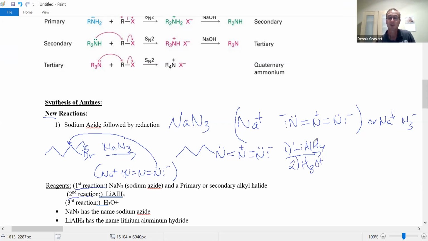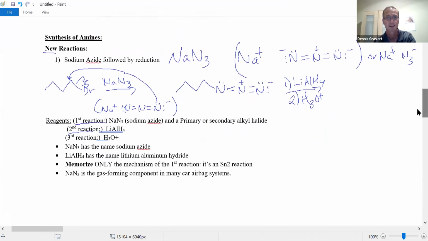Lithium aluminum hydride is a reducing agent, adds hydrogens, and you don't have to show the mechanism. Scroll down to see that note. On the exam, if I ask you for the mechanism, I'm only requiring the first reaction, not the second one, because we didn't cover it. We just don't have to do this one.